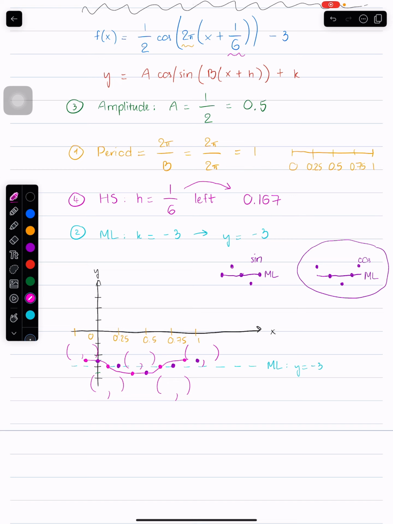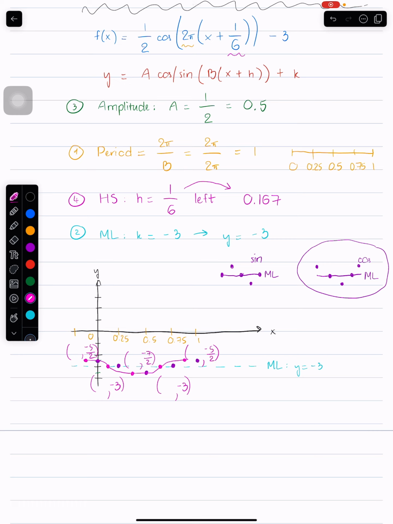For the first one, it is half up from the midline, so half above -3, I get -2.5, or -5 over 2 if you want to put it as a fraction. Second point, because it's on the midline, the Y value would be -3. Third point is half below -3, so I would get -3.5 or -7 over 2 as a fraction. Fourth point is on the midline, so the Y value would be -3. Last point is above the midline by half, so it's going to be -5 over 2.